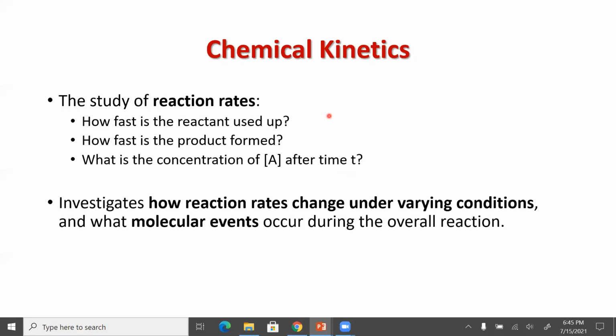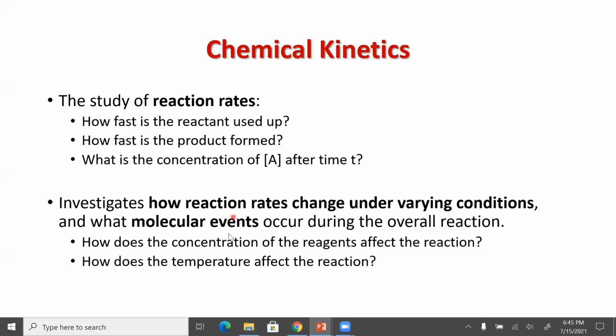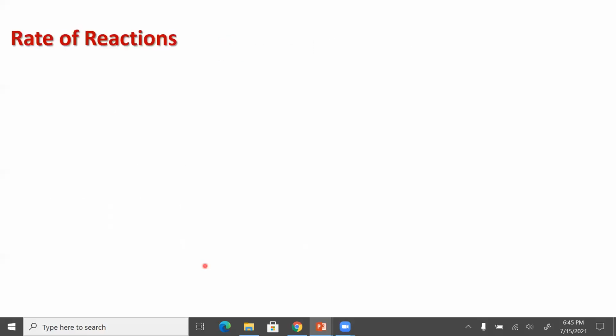So when we look at chemical kinetics, it looks at how reaction rates change under various conditions. So we'll change conditions and we'll see how the rates of the reactions change. And it'll also deal with the molecular events that occur in the overall reaction. So we're going to look at how does the concentration affect the reaction? How does the temperature affect the reaction? And those all are part of this chapter on chemical kinetics. So let's look at rates of reactions first.